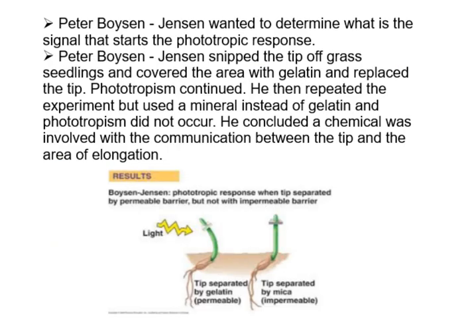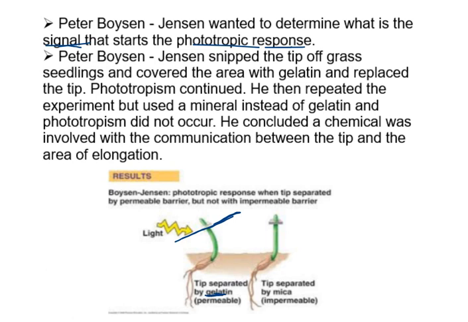Okay, second guy, Peter Boysen Jensen. He wanted to determine what is the signal that starts this phototropic response. He wanted to work on that signal a little bit and figure out how it gets there. So here was his experiment. Again, he had some light, but what he did is he cut the plant. He actually cut the plant in two. And in one experiment, he used some gelatin.